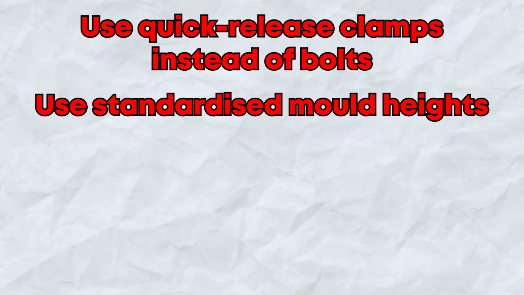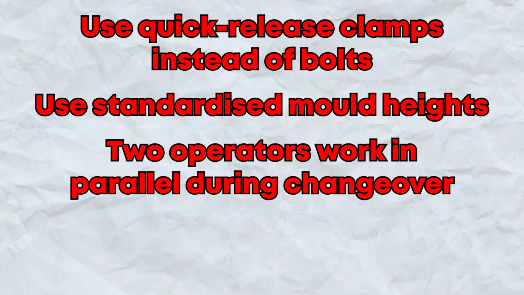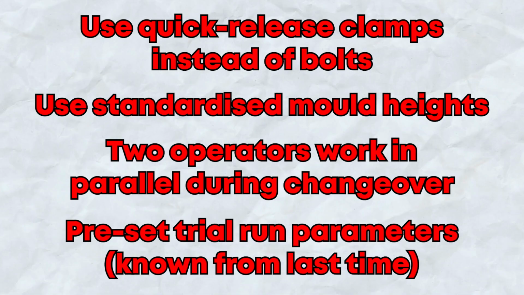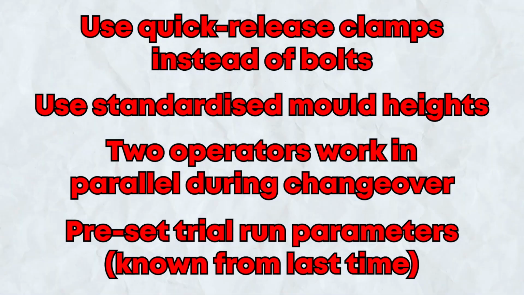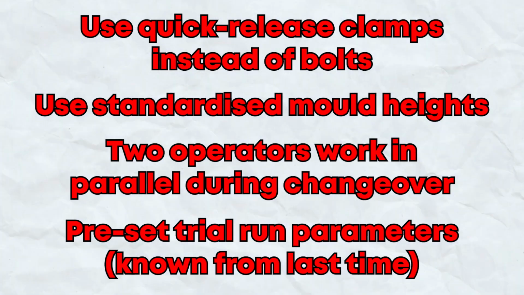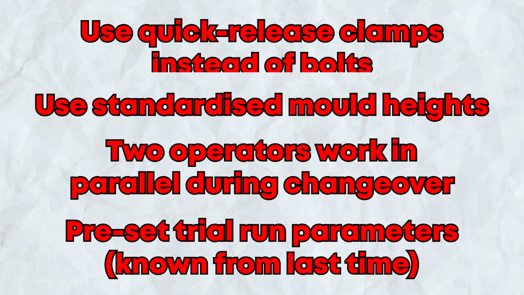Then rather than having one operator working in sequence, we can use maybe 2 operators, and they can work in tandem with each other to see how the changeover can be done. And apart from that, whatever the preset trial run parameters are, we can identify what happened last time, and then we can set up all that. Once we do all those things, there is a high possibility that from 3 to 4 hours, the time will go down to a couple of minutes, maybe 10 to 15 minutes. And why is it happening?